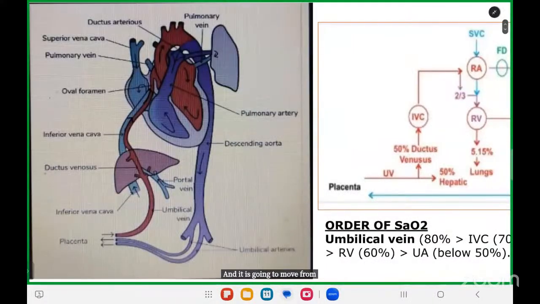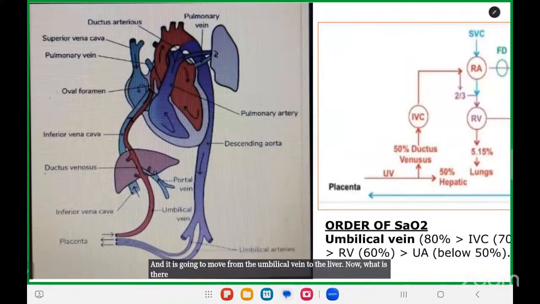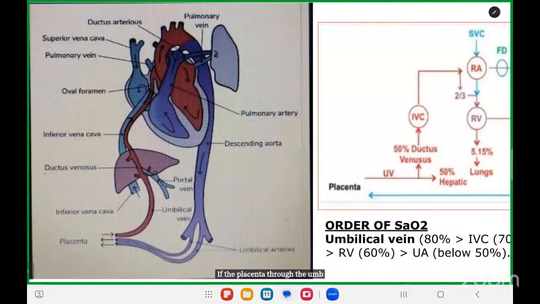the umbilical vein to the liver. Now, what is there in the liver? Liver, you have the portal vein. If the placenta through the umbilical vein is shifting the oxygenated blood, it has to bypass the portal vein because everything cannot go to the liver.